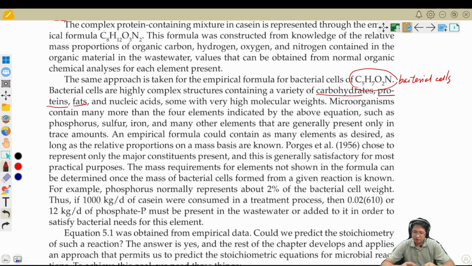Sometimes the bacterial cells include more than those four elements. For example, we know the bacteria require phosphorus within their cells, but they generally have very little of it. So sometimes the empirical formula won't describe the portion of phosphorus within their chemical formula. We can understand more about the empirical formula for bacterial cells from section 5.2.